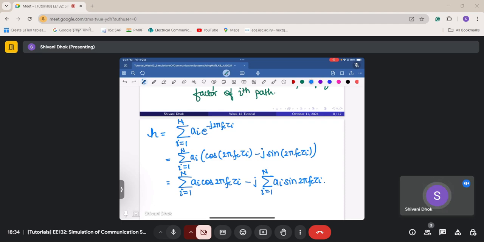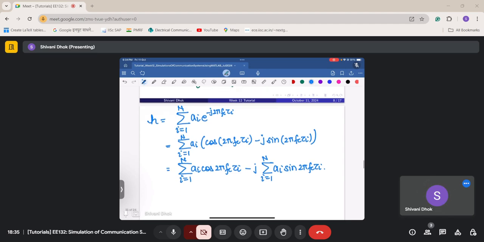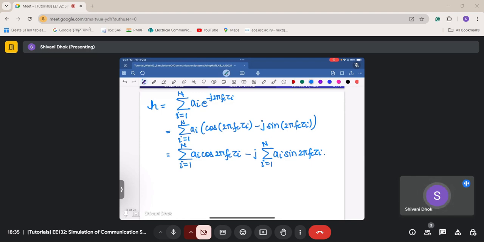Okay, so this is what we are having right now. Now what we can do is, we can write this part as hr, and this part along with the minus sign as hi, or we write it in this way, j times hi.